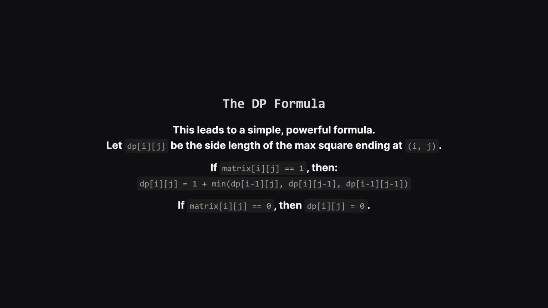Why does this work? Think about that cell with a value of 3. It tells us it's the corner of a 3 by 3 square. But that also means it's the corner of a 2 by 2 square and a 1 by 1 square. So a value of 3 actually contributes 3 squares to our total count. By summing everything, we count every single square exactly once.